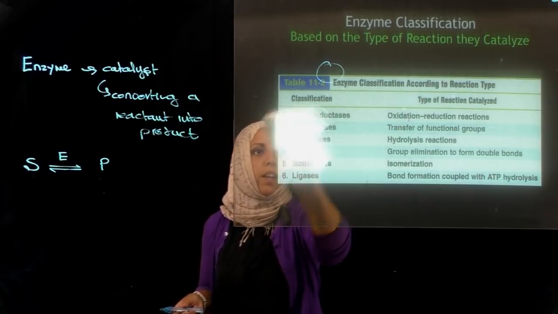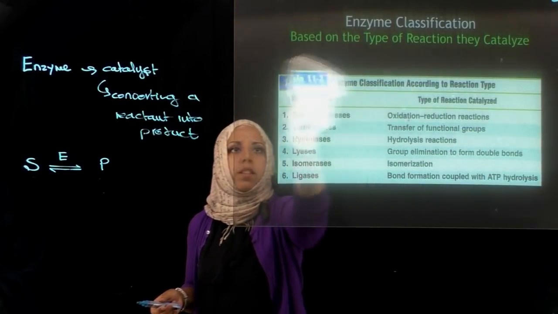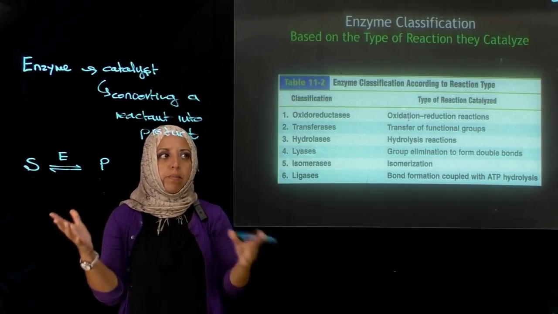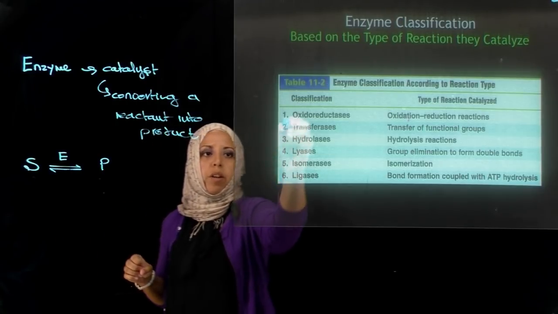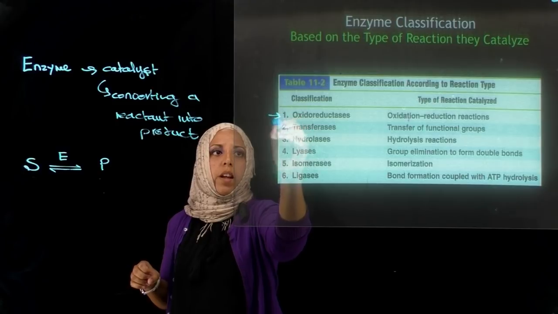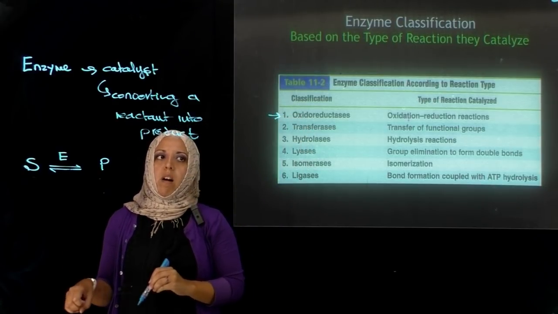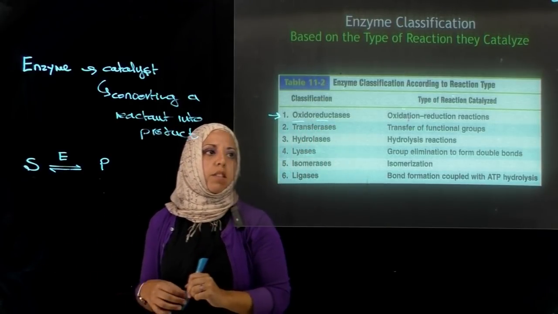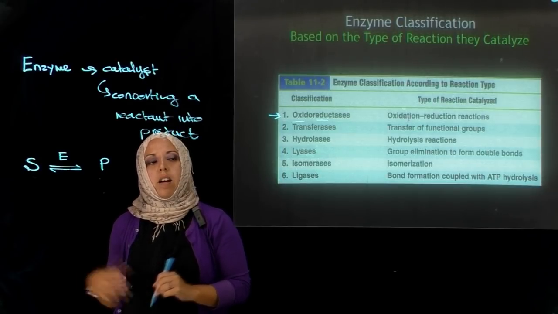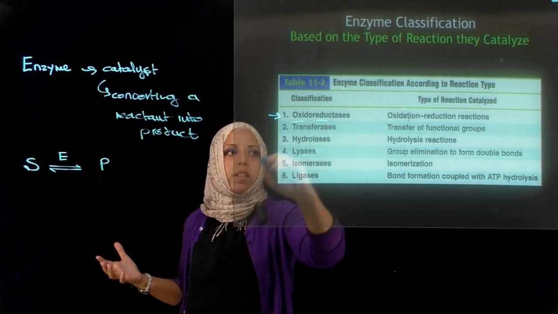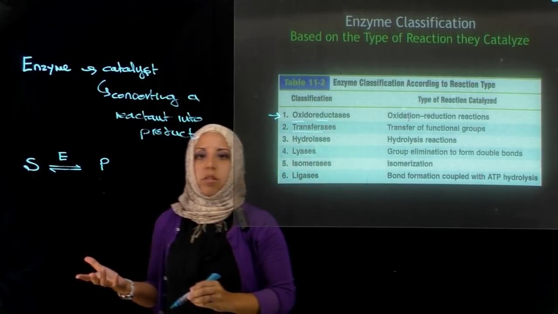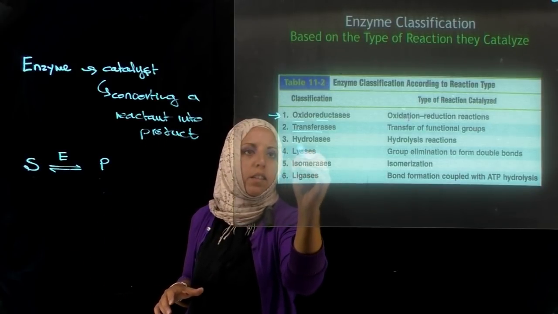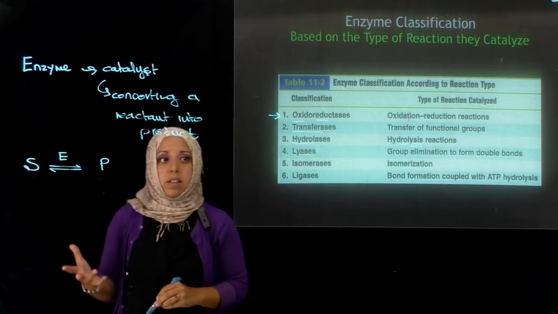All right, so how can we classify enzymes on a larger scale? Well, they're classified as one of 6 classifications. Enzymes belong to one of those classifications, right? They belong to oxidoreductases if the enzyme catalyzes oxidation-reduction reactions. Enzymes that belong to transferases catalyze the transfer of a functional group. Enzymes that belong to the class hydrolases catalyze hydrolysis reactions.